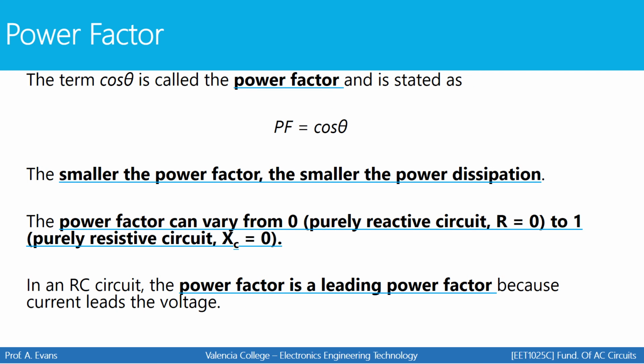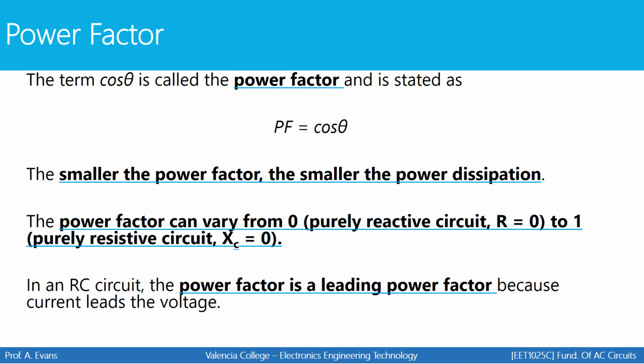So the power factor is derived from the power triangle, and we take the cosine of theta, where theta is our angle in that power triangle, to determine what's called the power factor. The power factor is used to study power dissipation in a circuit. The smaller the power factor, the smaller the power dissipation. So the power factor can vary from 0 when you have a purely reactive circuit. That's when your resistance is 0. So when you have a purely reactive circuit, that means you only have an inductor or you only have a capacitor.